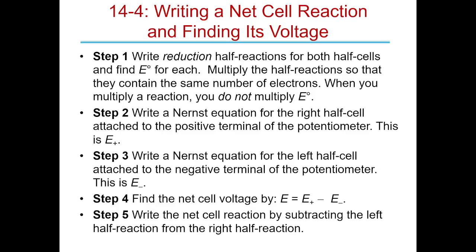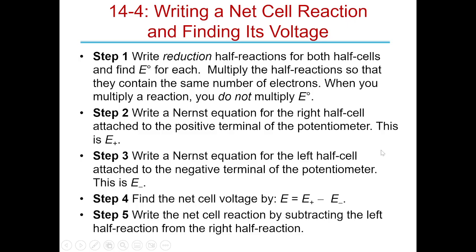Step 3 would be writing a Nernst equation for the left half cell attached to the negative terminal of the potentiometer. This would be your E minus. You would then subtract your E minus from your E plus. That would find you your net cell voltage, which is your E with no plus or minus.